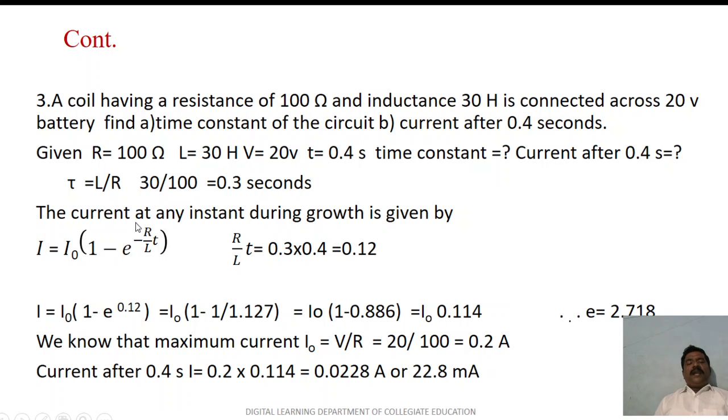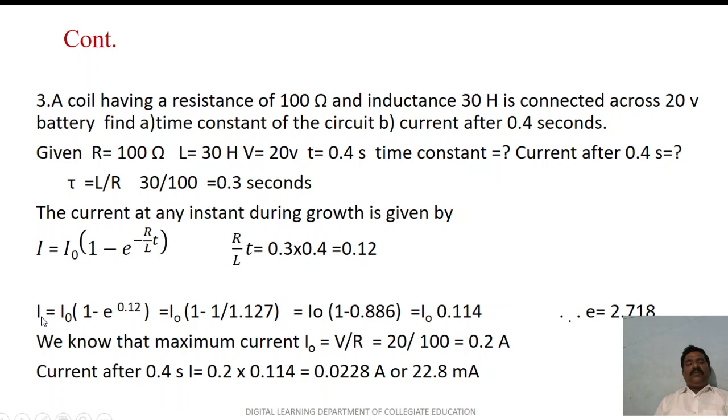And the equation, the current at any instant during the growth is given by I is equal to I naught into 1 minus e raised to the power of minus R by L into t. So we are going to take it separately. R by L into t: R by L is 100 divided by 30, and time they are given as 0.4. So R by L into t is 0.12.